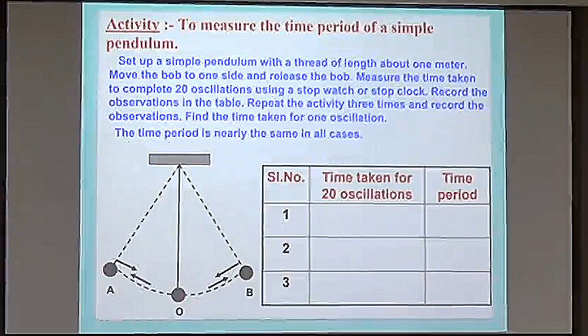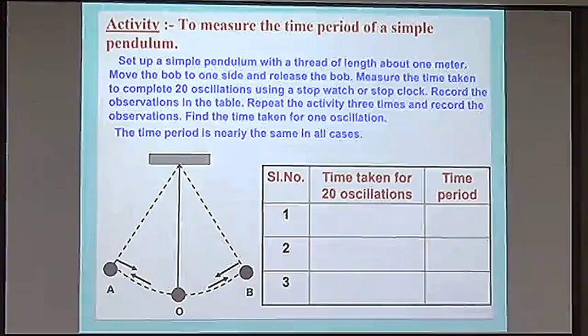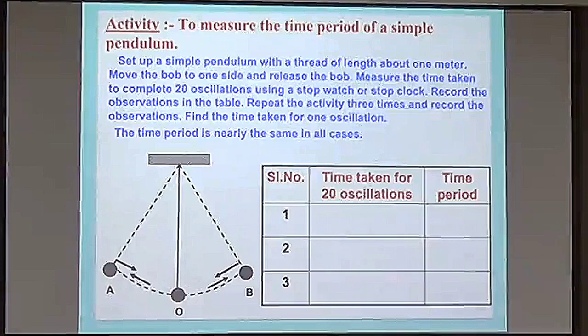For that, we set up a simple pendulum. We have taken a thread which is about 1 meter long, and it is tied to the bob, and the experimental setup is done. Now move the bob to one side and release it. So what will happen? The pendulum will start oscillating or vibrating.